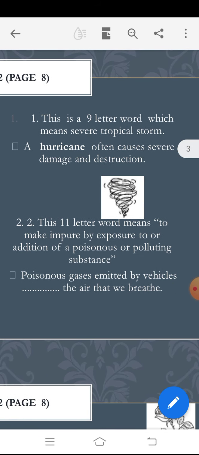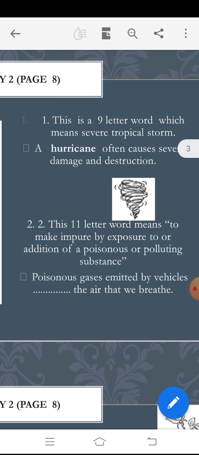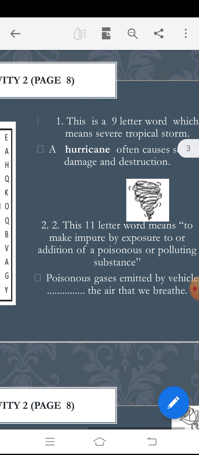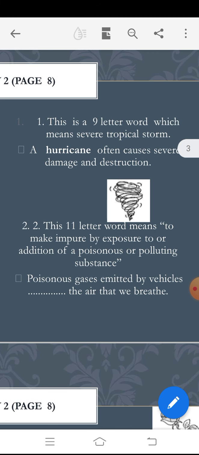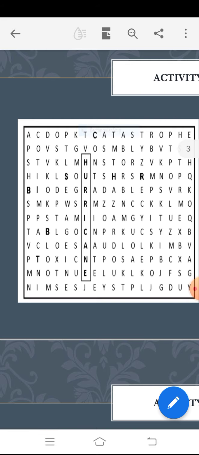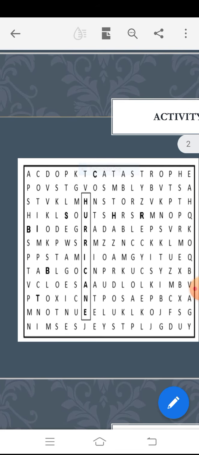This 11-letter word means to make impure by exposure to or addition of a poisonous or polluting substance. So when you add something poisonous or polluting to a good substance, it gets polluted. It becomes impure. Now this is what the word means. Now the sentence is, poisonous gases emitted by vehicles dash the air we breathe. Now this is an 11-letter word. Which one do you think it is? Can you see it? Can you find the word?